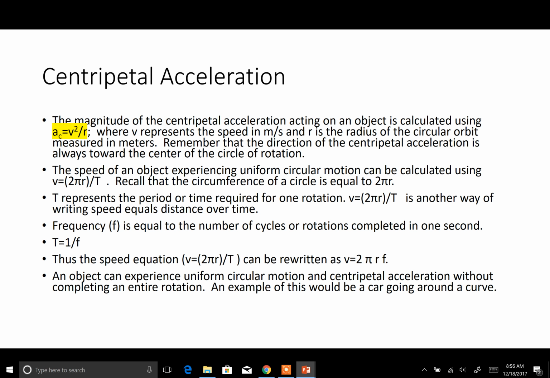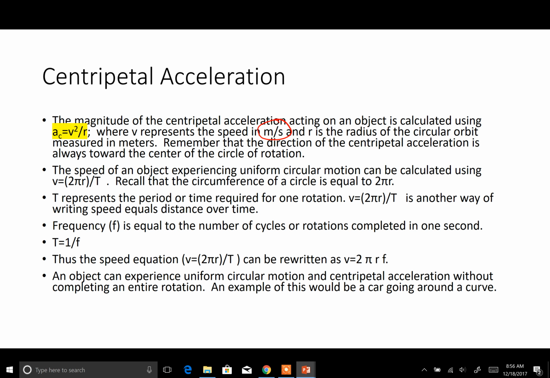The magnitude of the centripetal acceleration acting on an object is calculated using the equation AC equals V squared over R. Make sure you realize here that the V is the linear or tangential speed. It's the speed measured in meters per second. We're not talking here about the angular velocity. We're talking about V. The radius is the distance from the center of the rotation to the center of the object. It's measured in meters. Again, remember that the direction of the centripetal acceleration is always toward the center of the circle of rotation.